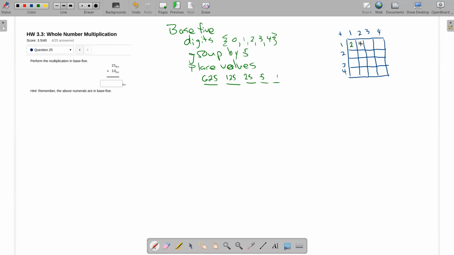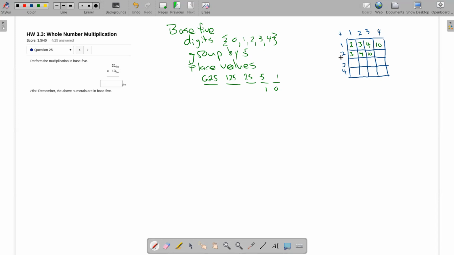1 plus 2 is 3. 1 plus 3 is 4. 1 plus 4 is 5. We need to jump place. 1, 5, no ones. So that's 1, 0. 2 plus 1 is 3. 2 plus 2 is 4. 2 plus 3 is 5, which is 1, 0 in this base, which says I have a group of 5 and no ones.